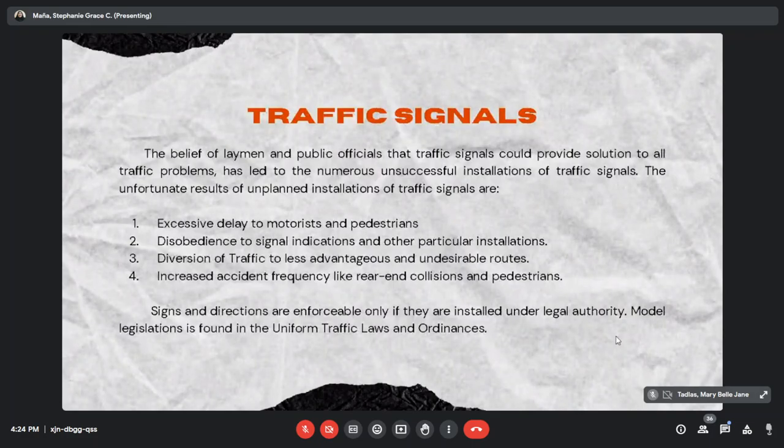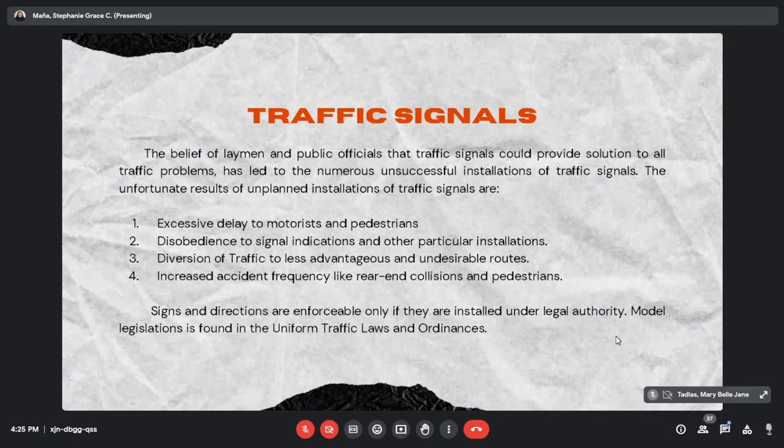Tapos disobedience to signal indications and other particular installations. Tapos diversion of traffic to less advantageous and undesirable routes. And fourth is the increased accident frequency like rear end collisions and pedestrians. So manang na po yung mga accidents.